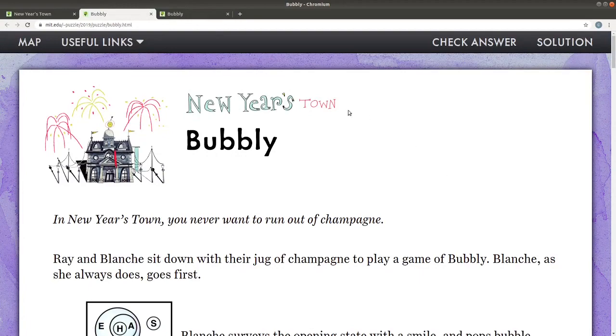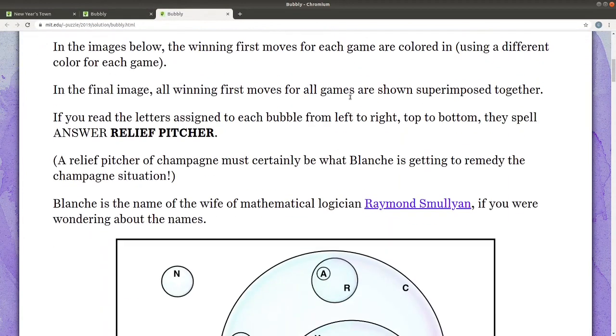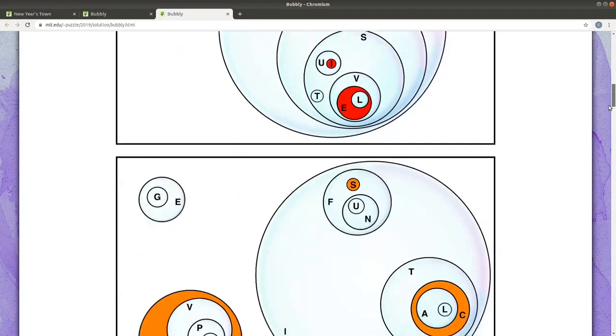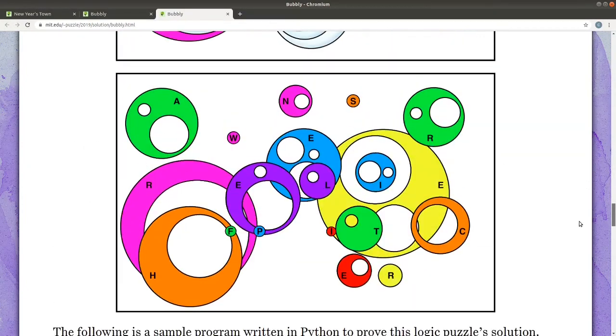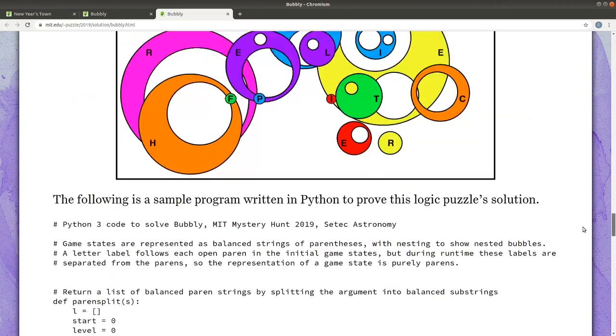Okay, let's take a look at the written solution to this puzzle. There's some information in here, but the main thing is that it shows the winning moves for each of the games. In the first one, it's showing that I and E are the winning first moves of the first game, and same with the others. And then it shows how to combine them. It's pretty straightforward, but I'll come back to that.